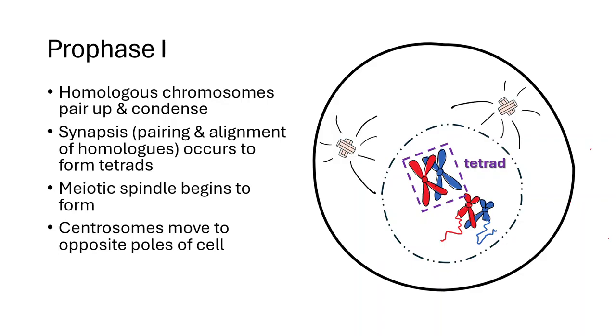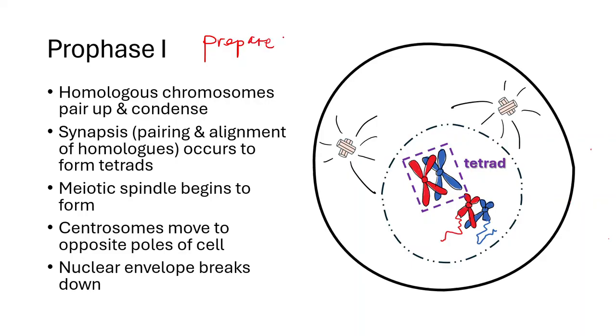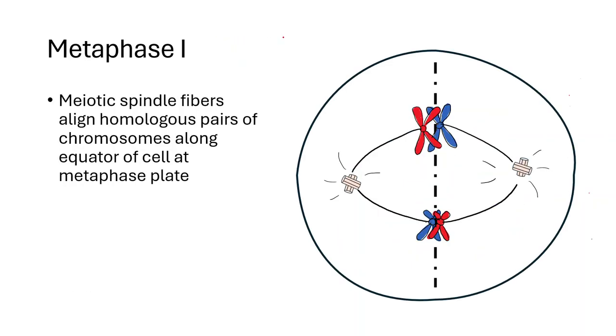Then the meiotic spindle begins to form, the centrosomes move to opposite poles of the cell, and the nuclear membrane breaks down. Again, just like in mitosis, this is a preparing stage. So prophase always prepares. The next stage is metaphase. During metaphase 1, those pairs of homologous chromosomes are going to line up at the equator at the center of the cell, sometimes called the metaphase plate. And again, just like in mitosis, metaphase has them lining up in the middle.